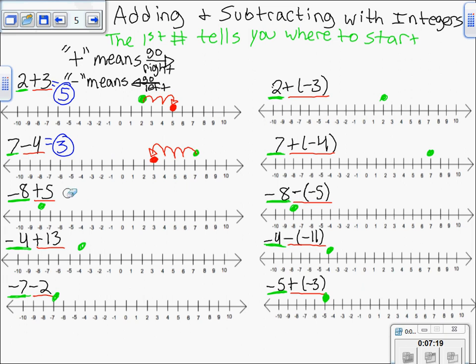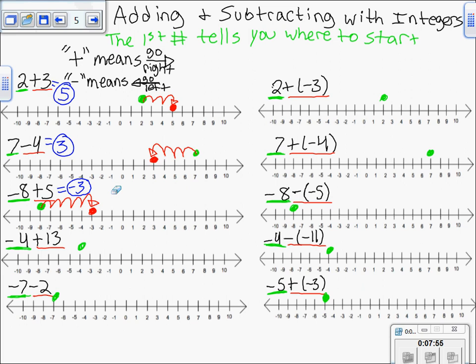Okay, so let's see. If we had negative 8 plus 5, so we're on this example right here. Negative 8 tells us where to start. So we have our green dot right here at negative 8. That's where we're starting. So now it says add. We know add means go to the right. The 5 tells us 5 spaces. So from negative 8, you go to the right 5 spaces. 1, 2, 3, 4, 5. Look where you end up. You end up at negative 3. So the answer to that question is negative 3.